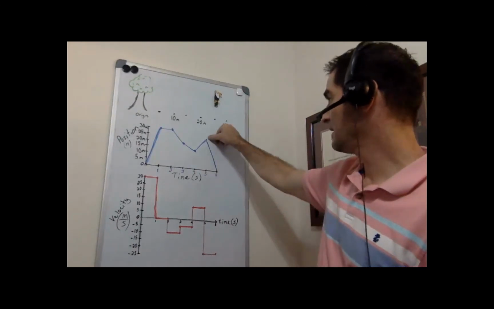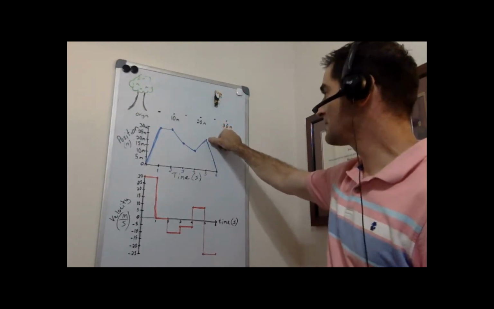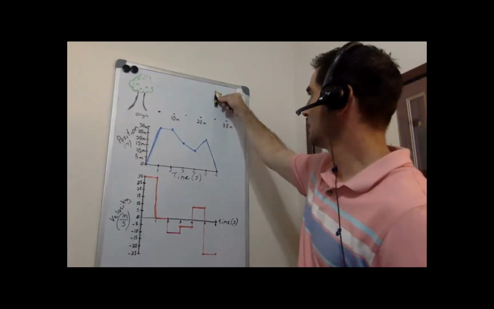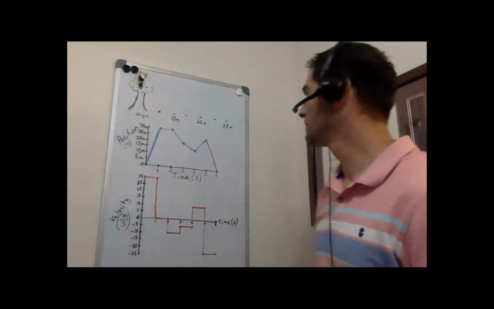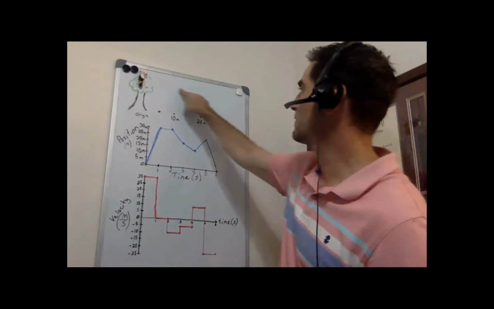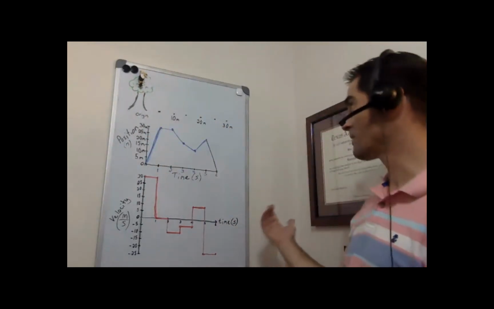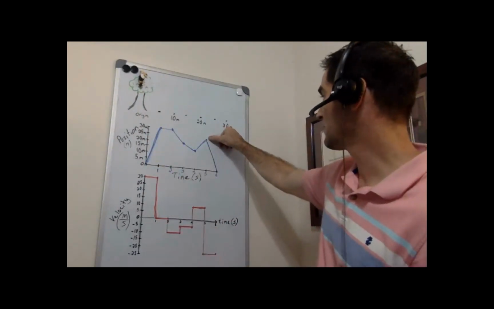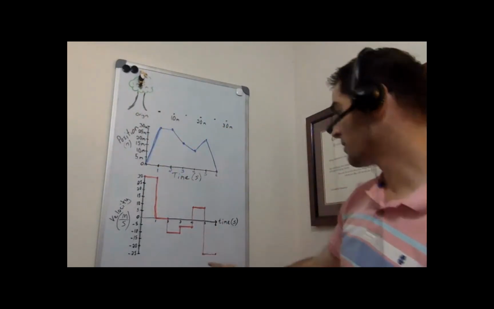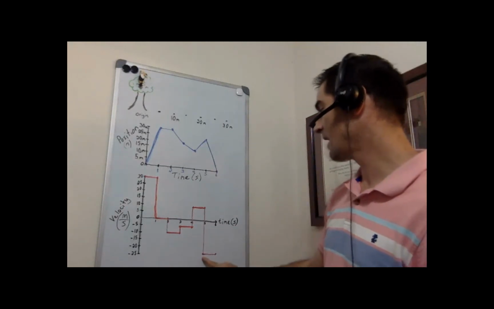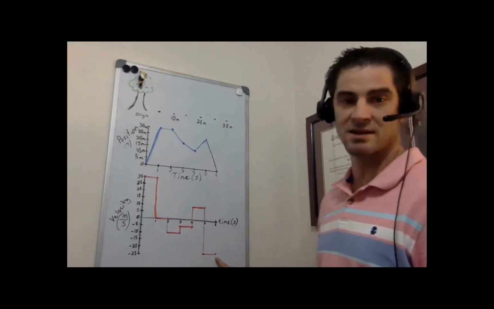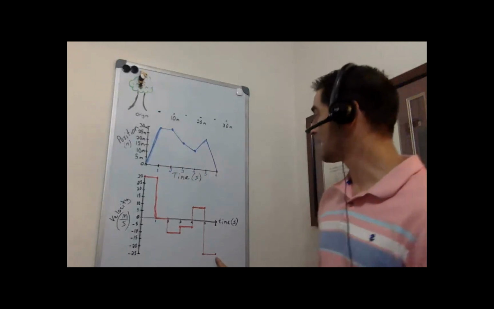And then finally, from 5 seconds to 6 seconds, he flew back to the tree. So that was 25 meters in the negative direction, from 25 to 0. So he was going negative 25 meters per second for this last second.